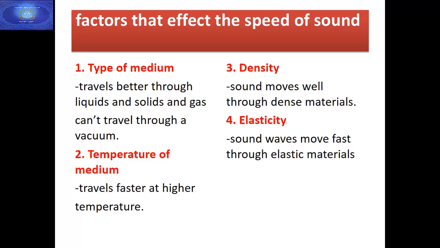Second factor is the temperature of the medium. Sound travels faster at higher temperature. Third factor is the density. Sound moves well through dense material. Fourth factor is elasticity. Sound waves move fast through elastic materials. So we have four factors affecting the speed of sound.